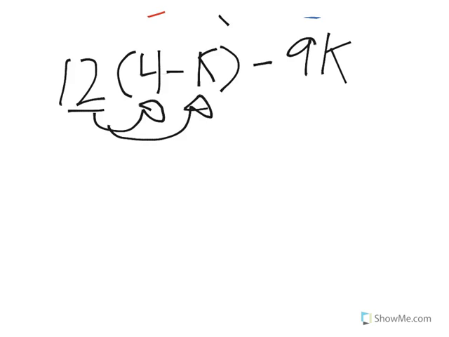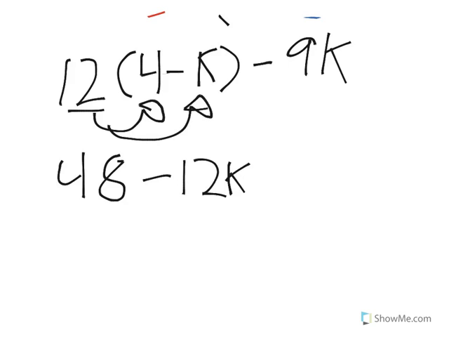So now we want to do our 12 times 4, which equals 48. And since it's a positive number and then k is negative, it's going to end up being a negative number. And 12 times k is going to be represented as just adding the k to the edge of the number. And then we want to go ahead and drop down our 9k, and it becomes combining like terms.